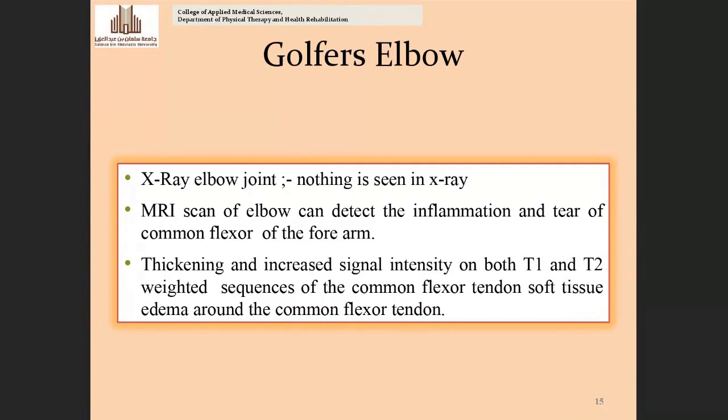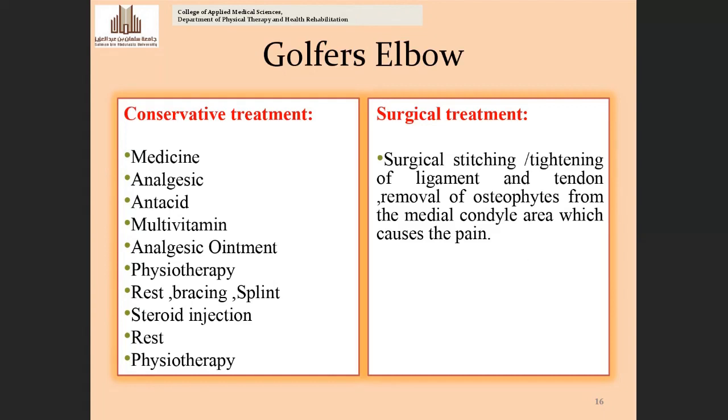You can see thickening and increased signal intensity on both T1 and T2 weighted sequences of the common flexor tendon, and also edema around the common flexor tendon. Especially in cases of soft tissue injuries, we can prescribe an MRI scan rather than an X-ray.